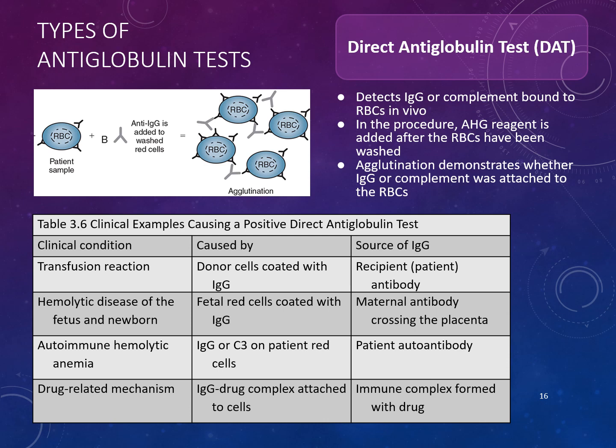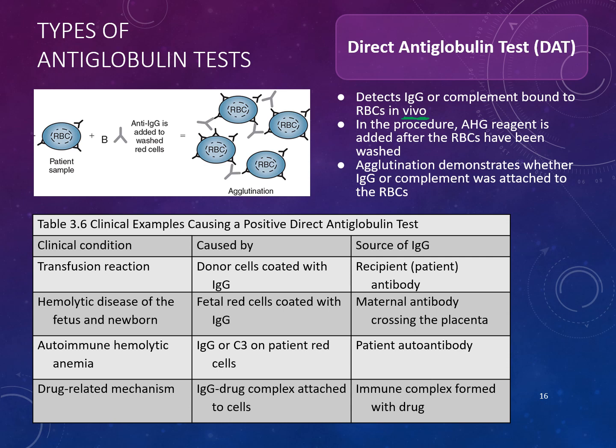Your direct antiglobulin test detects IgG or complement that is bound to the cells in vivo. When we talk about something being in vivo, you've got that V in there. That means it was in the vein, or in the patient. So we're looking to see, has any IgG or complement been bound to the patient's red cells while it was in the patient's body?